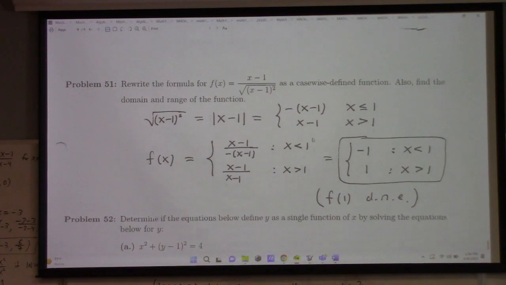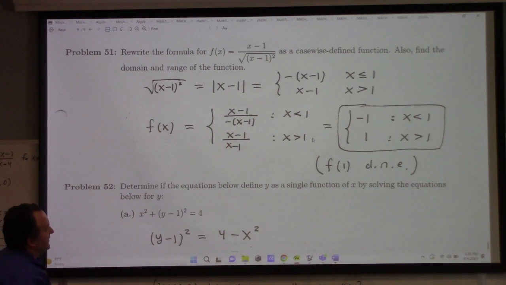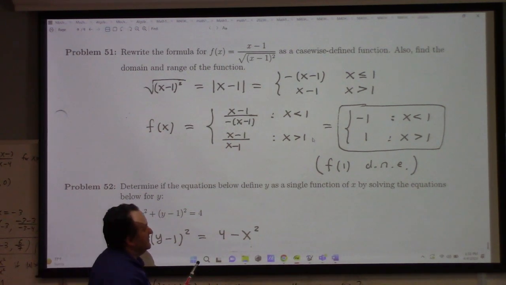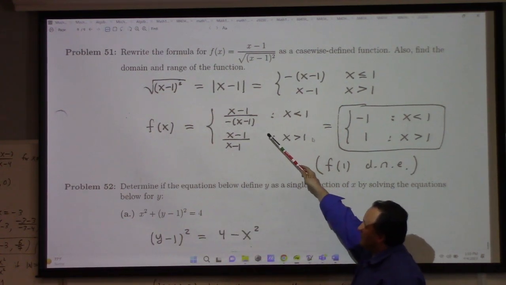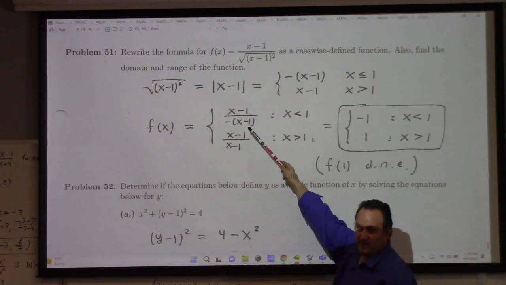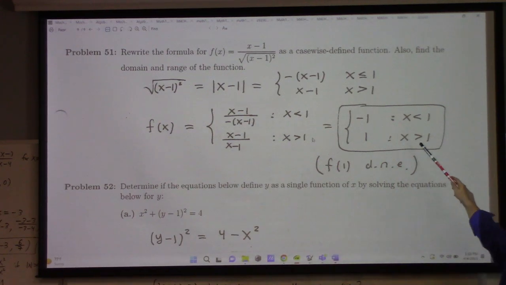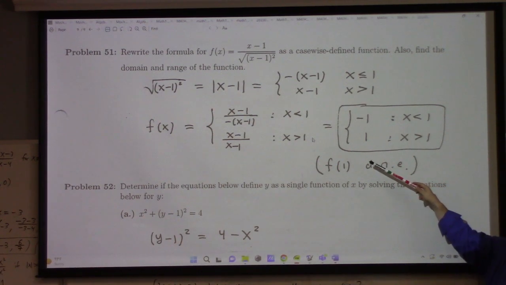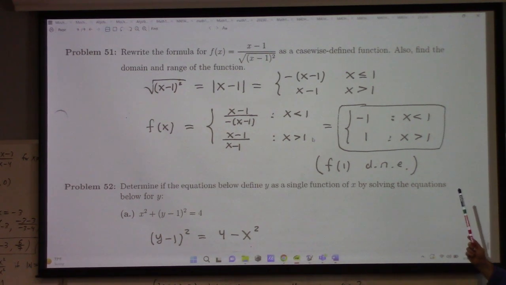This one here is a little bit tricky, but the square root of x minus 1 squared is the absolute value of x minus 1. So that's either minus x minus 1 or plus x minus 1 if you're either before or after 1. So when you plug that in, it simplifies. It's either minus 1 for x less than 1, or it's 1 for x greater than 1. F of 1 does not exist because you have division by 0 there, but that's the nice simplified formula.